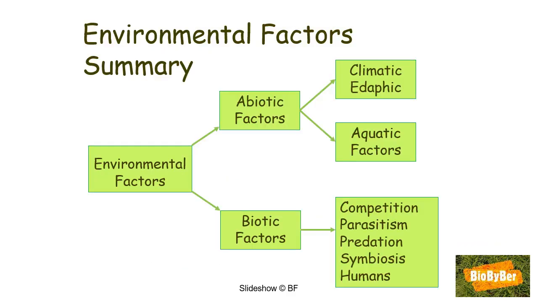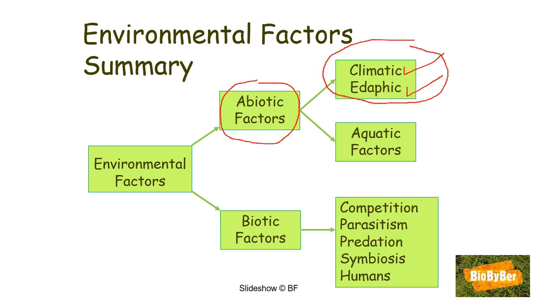So in a nutshell, we have the environmental factors summary. Environmental factors can be divided into two types. The two types are abiotic factors and biotic factors. The abiotic factors refer to the non-living factors affecting the life of organisms, and they can be divided into two. We have the climatic factors and we have the edaphic factors, which relate to the soil, and these pertain to a terrestrial environment. And also, don't forget, aquatic environments are special, so you have your list that will pertain to the aquatic environment.